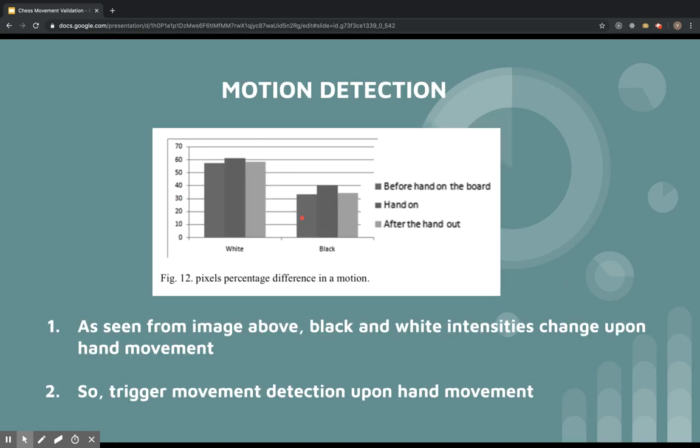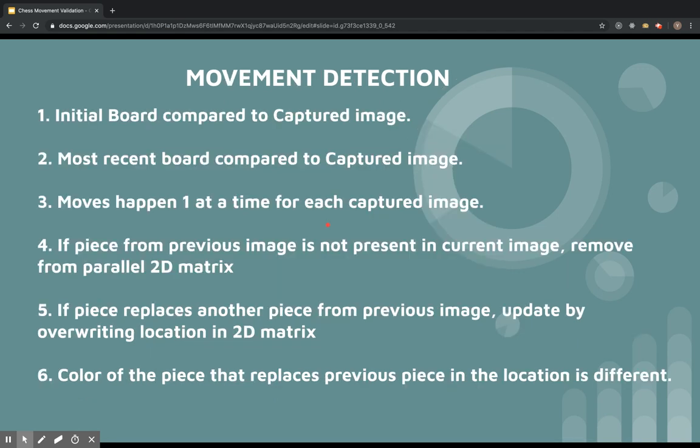Now, the next part of the process is motion detection. What I mean by motion detection is not the movement of the pieces itself, but every time a user moves a piece from one point to the other, there's a spike in either the white color or the black color, and this spike essentially shows that there was a change from the current assembly of the chessboard to a completely new assembly. And what happens when this particular process happens is that the movement detection process is triggered.